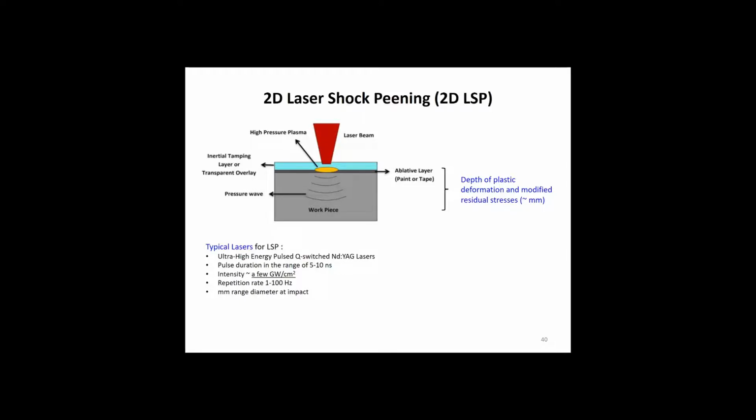It can be, for example, an aluminum foil or carbon tape. Then, because of the high energy pulse, these are typically nanosecond lasers. You have high energy pulses being absorbed in a short amount of time that creates a plasma, and the fast expansion of this plasma creates a shock wave which goes into the material, and the shock wave itself creates plasticity, typically over a depth of something like 1 millimeter. It depends on the material, of course, but that's the order of magnitude.